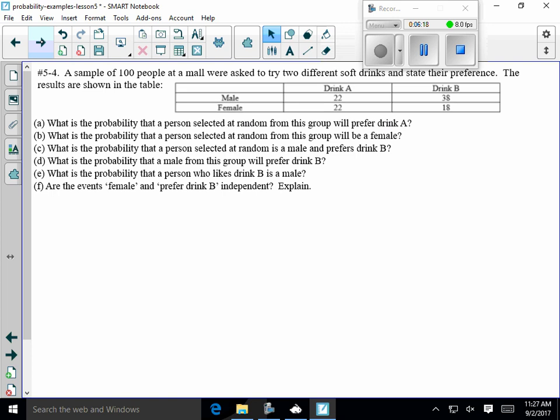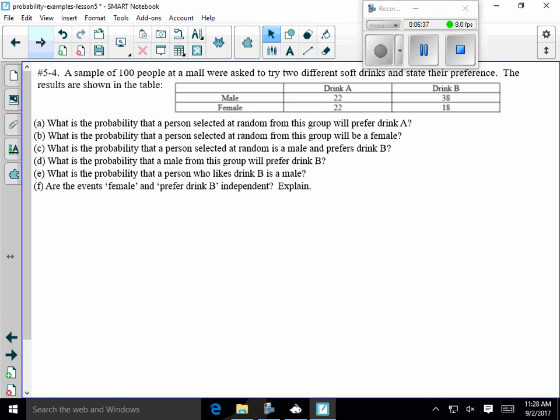Okay, this one says, a sample of 100 people at a mall were asked to try 2 different soft drinks and state their preference. The results are shown in the table. Some people prefer drink A, some people prefer drink B, and we kept the numbers separate for the males and females. What's the probability that a person selected at random from this group will prefer drink A? What's the probability that they're female?